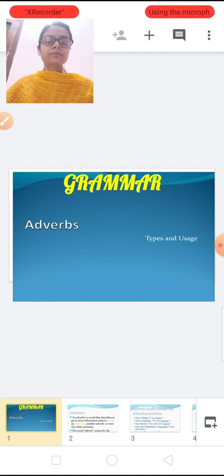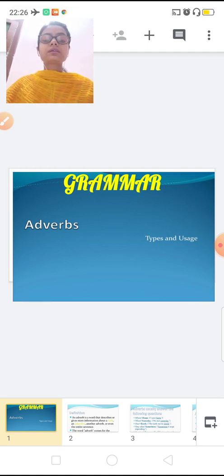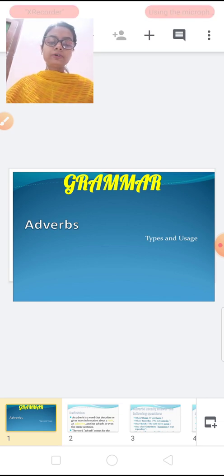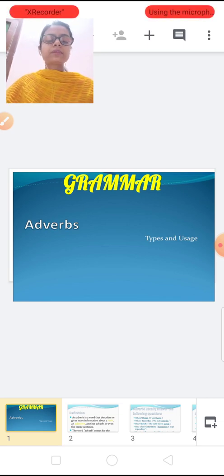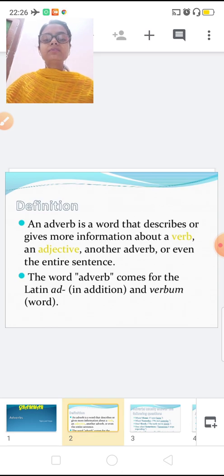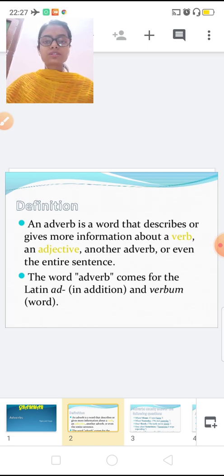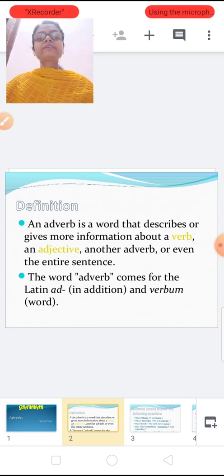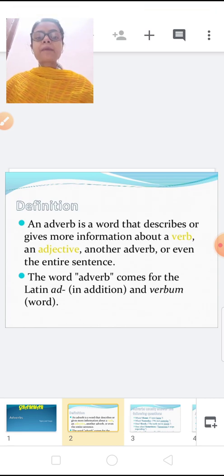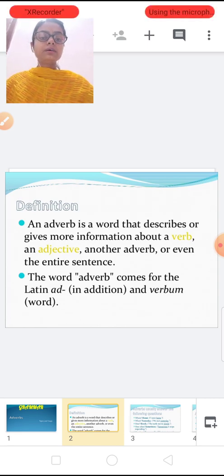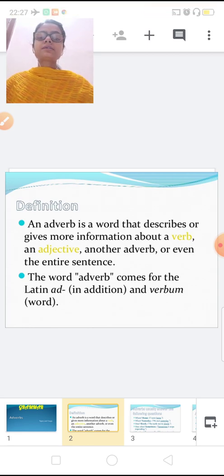What is adverb? First of all, we are going to study the definition of the adverb. Very simple and clear definition of adverb: an adverb is a word that describes, everybody knows the meaning of describe, or gives more information about a verb. Sometimes an adjective, another adverb, or even the entire sentence.